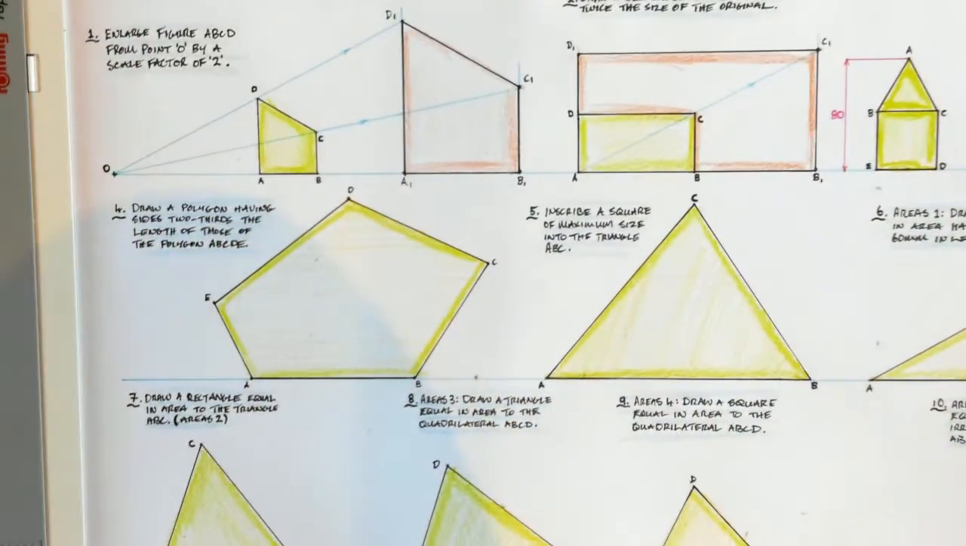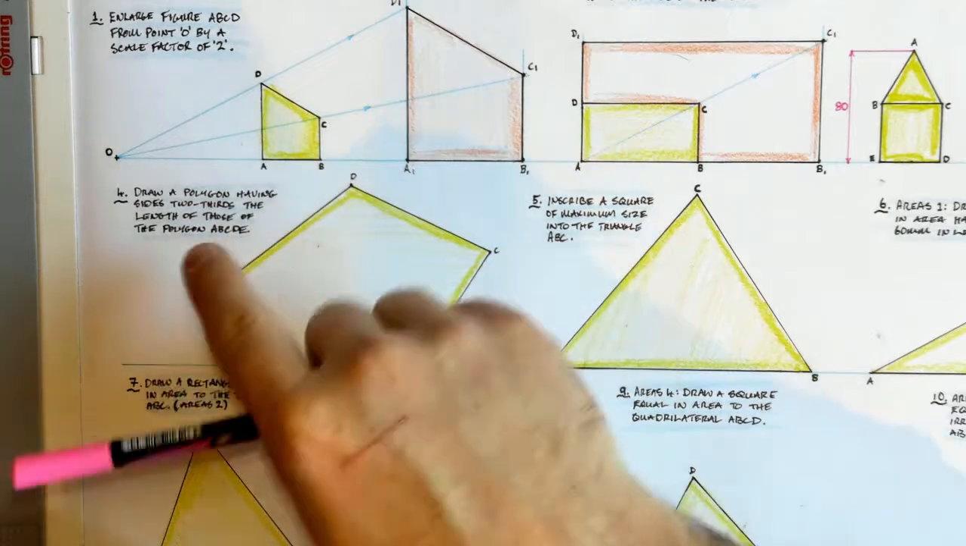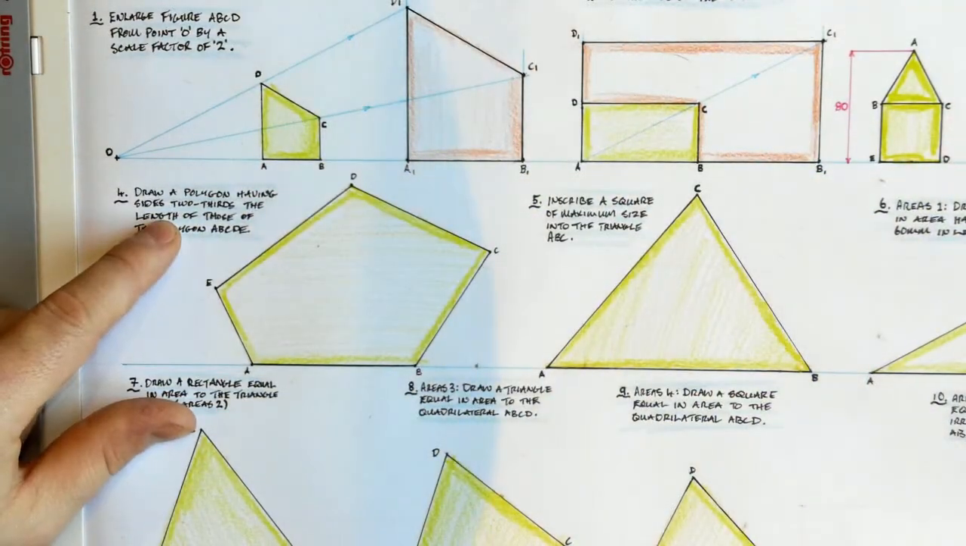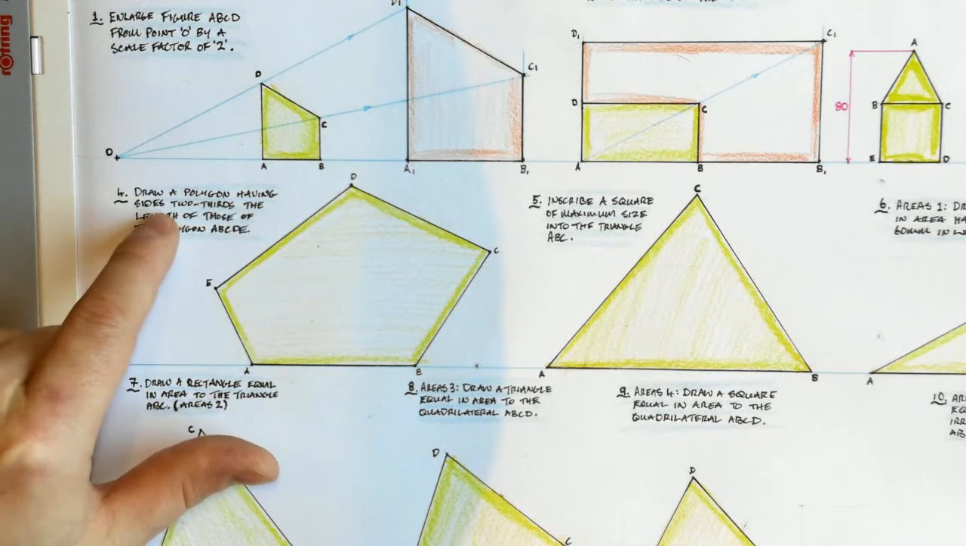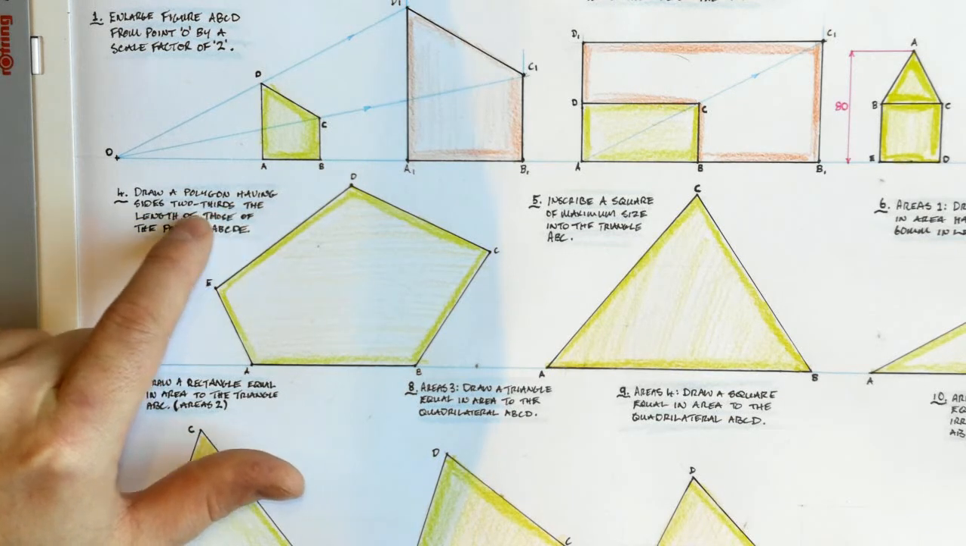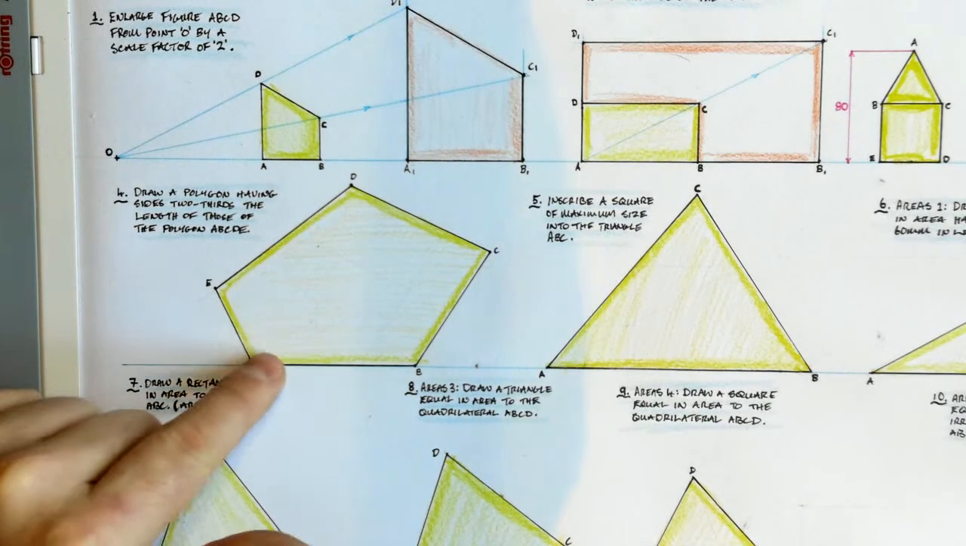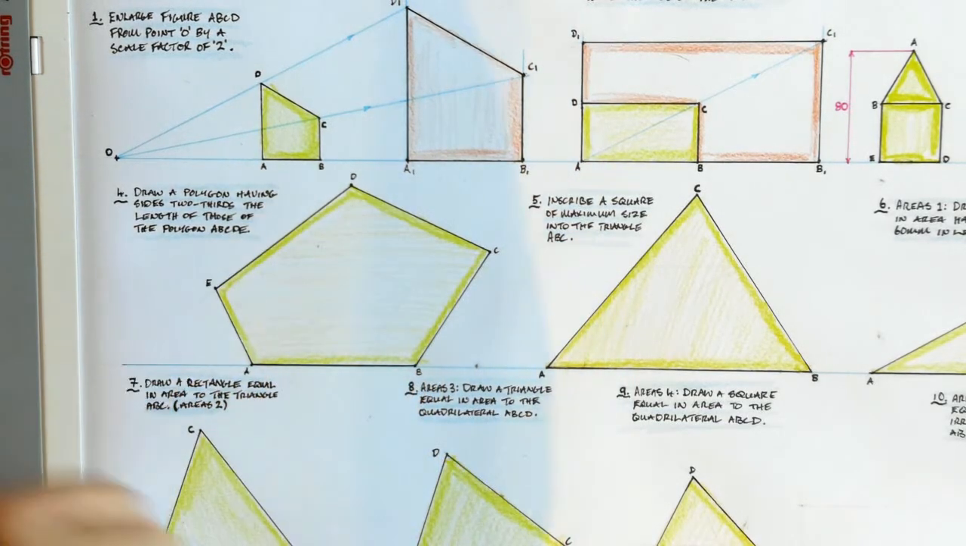Now we're going to move across here to our next one. So we're done with the enlargements. We're going to go to a reduction now. Draw a polygon having sides 2/3 the length of those of the polygon A, B, C, D, E, or an irregular pentagon if you want to call it that.